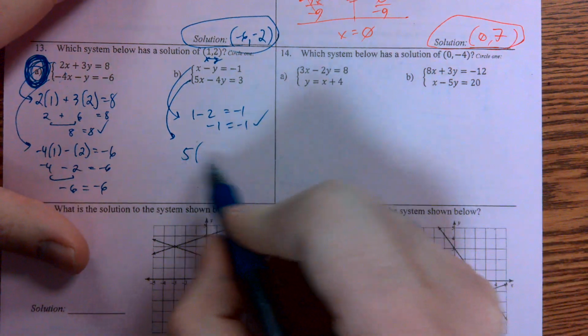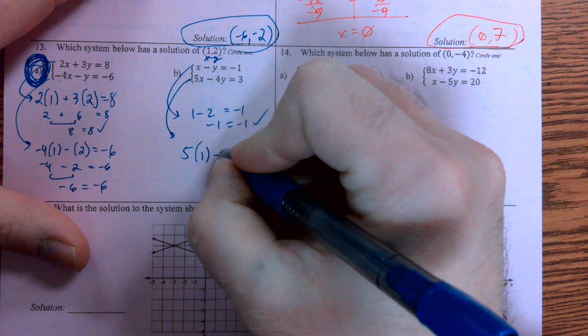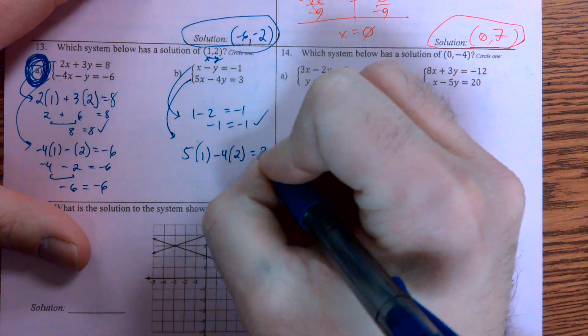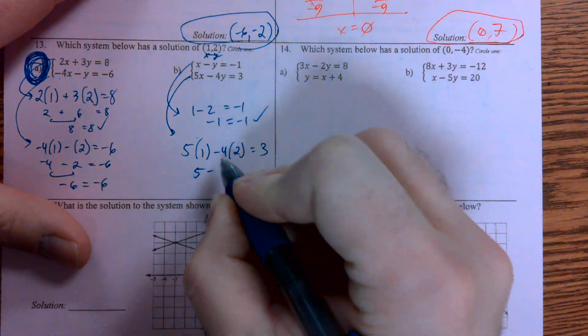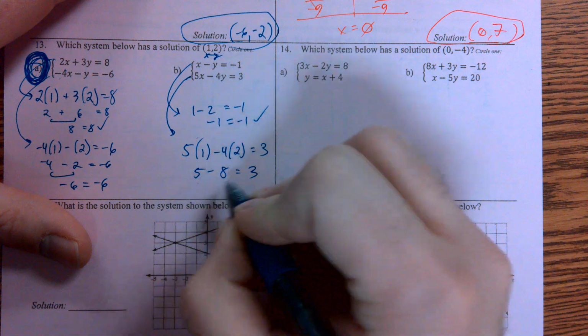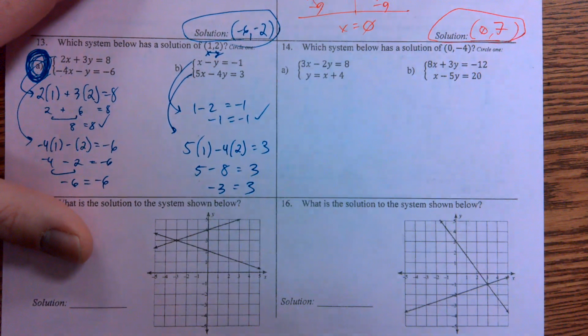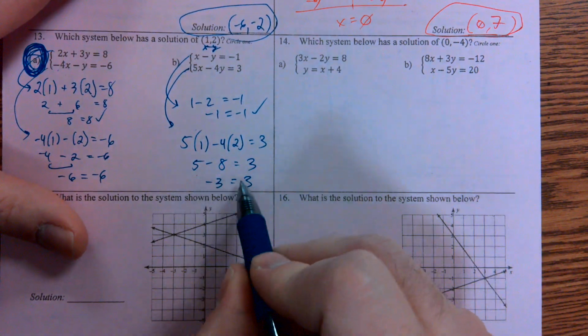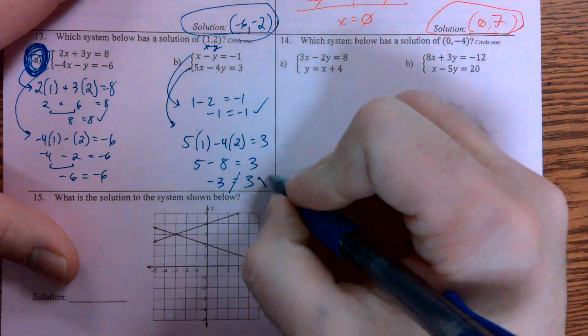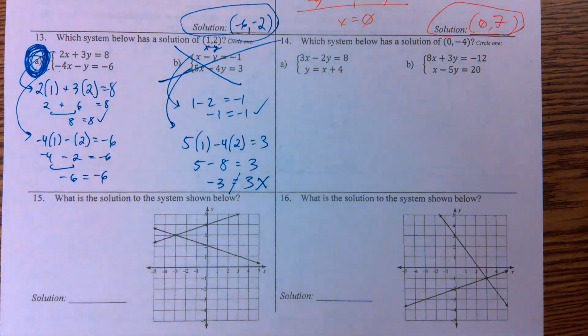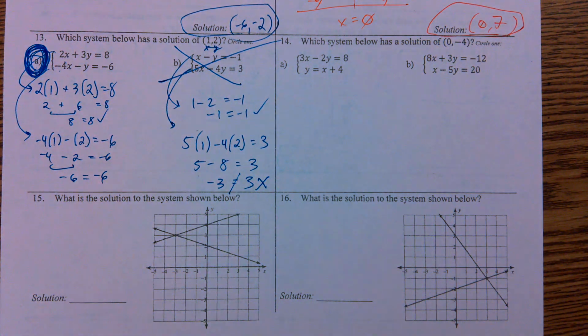Sorry about that. So I plug in 1 for x. I plug in 2 for y. 5 times 1 is 5. 4 times 2 is 8. 5 minus 8 is negative 3. Ooh. Negative 3 does not equal positive 3. That one does not have a solution of 1, 2.